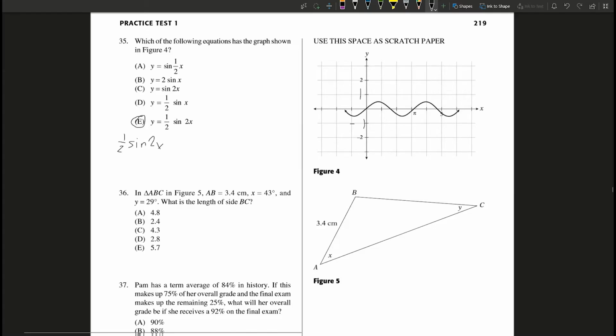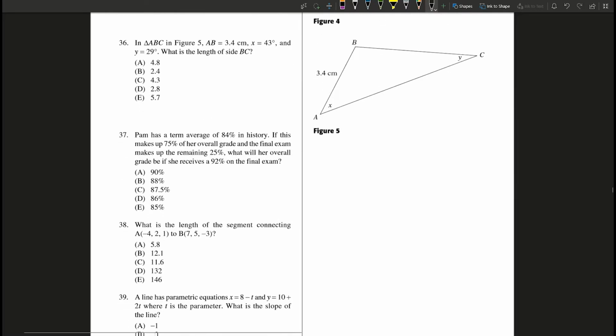Because the period is reduced by half, and the amplitude is also reduced by half, but whatever we do here in this term is, well, we have to do the inverse, so that's what we did there.